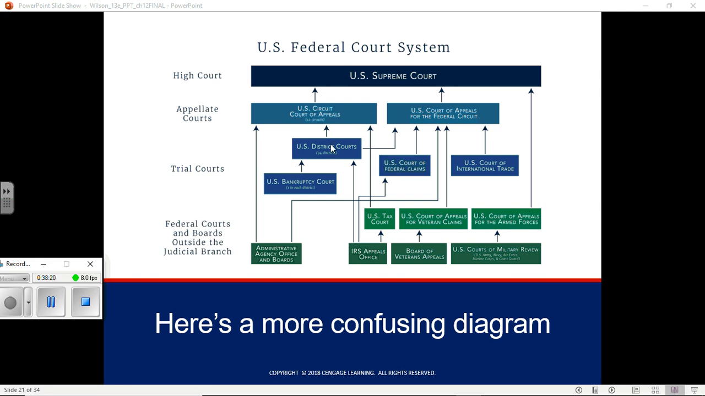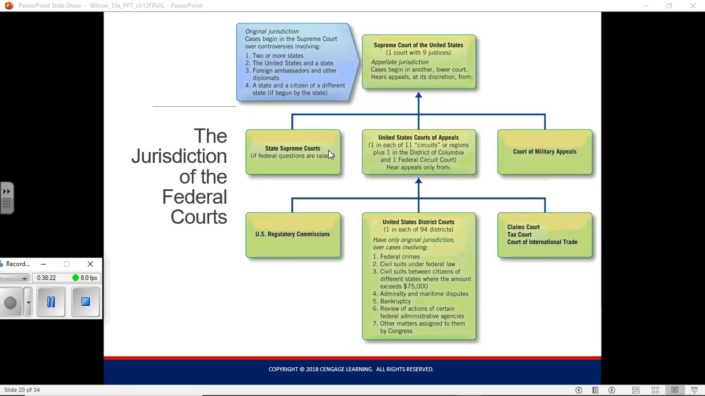But most cases start in district court, okay? Please ignore this very confusing diagram. Let's start here. Most cases are going to go here, right? Yes, U.S. regulatory commissions like the FCC, if you're unhappy with what they do, it's going to the appellate court. Things like the international trade court, claims court, tax court, yeah, they'll go there.